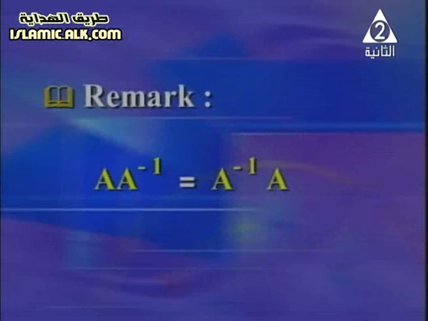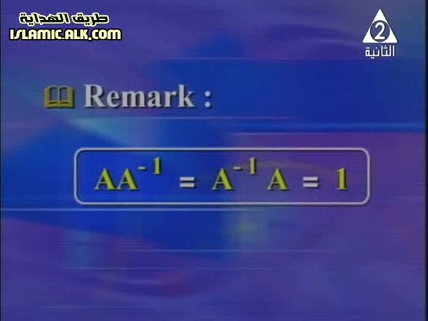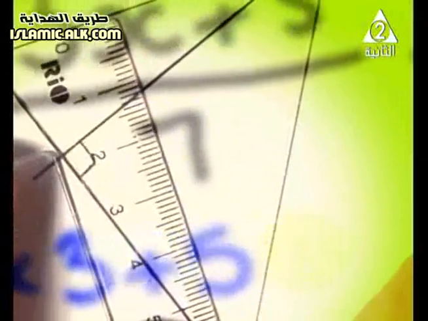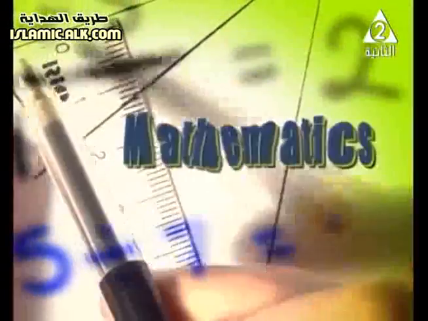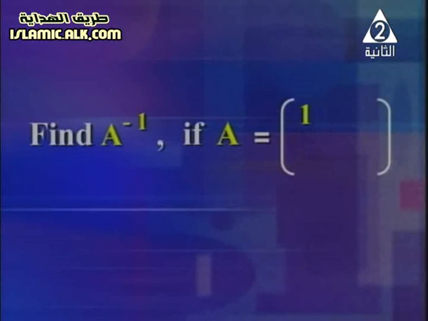Remark, dear student: A times its inverse equals its inverse times A equals I, the identity matrix. Find the inverse of A if matrix A equals 1 negative 2, 3 negative 4.